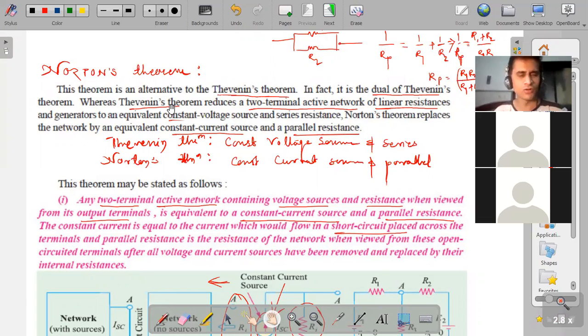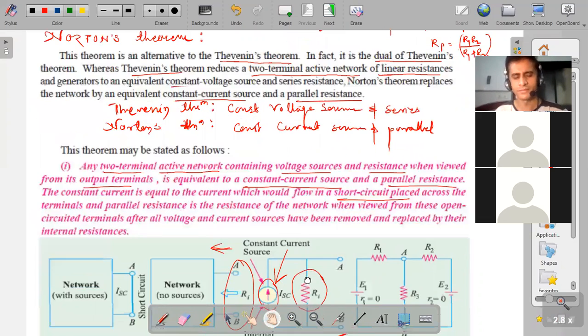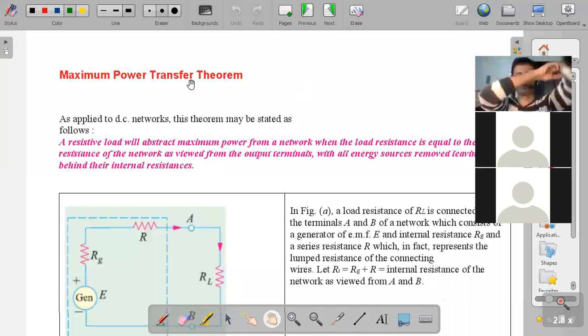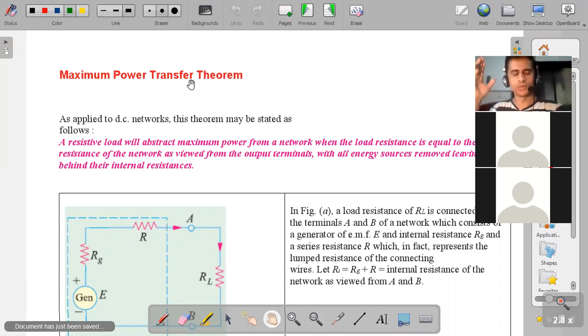Can you write about the Norton theorem? And this is a diagram. Now, power P equals the product of V and I. Is it correct? See, the next point is the maximum power transfer theorem. And dear student, power is the product of V and I. Is it correct? I will write here.